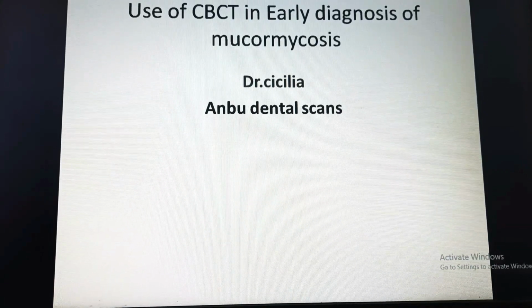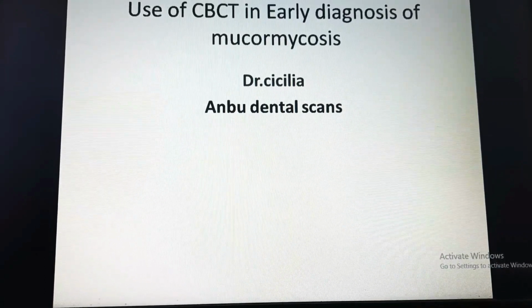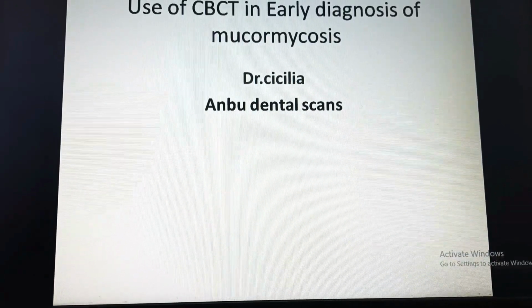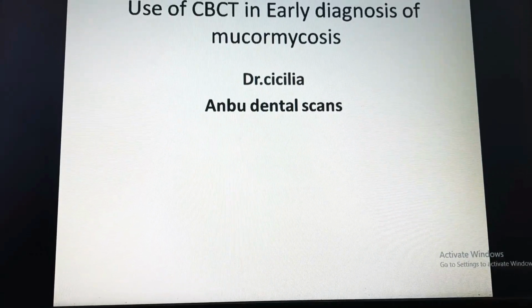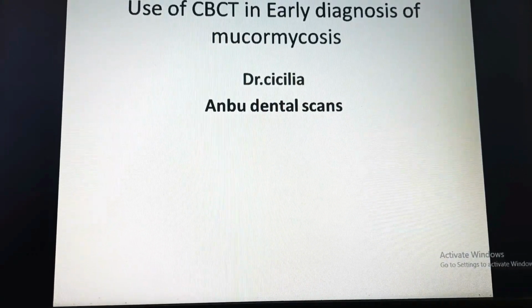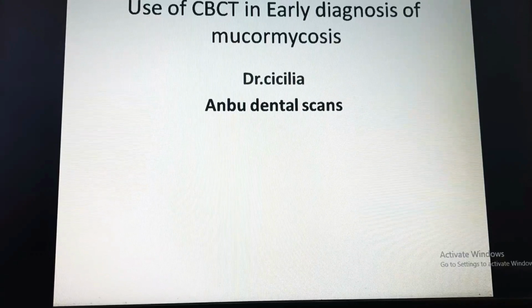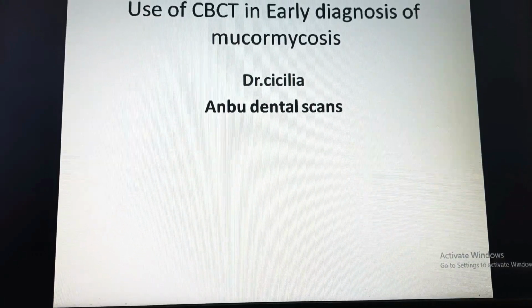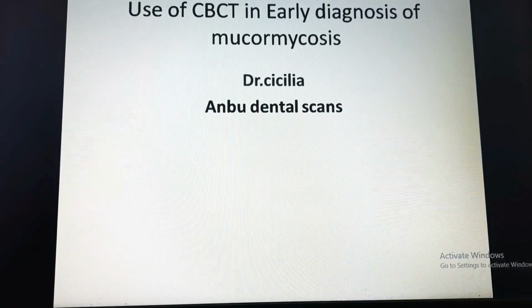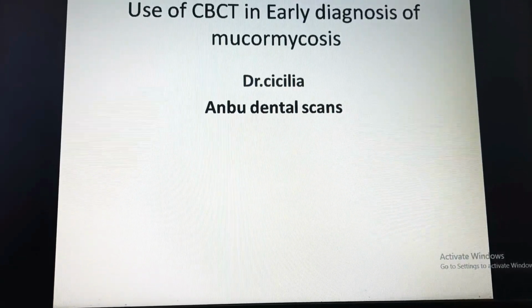But still, when it comes to the rhino maxillary form, CBCT is the imaging of choice, where we are able to see the destruction of the maxilla and the involvement of the alveolus very clearly when compared to CT. We have received many cases of mucormycosis, and I'd like to highlight a few radiographic features of mucormycosis in CBCT. I'll show you a few cases.